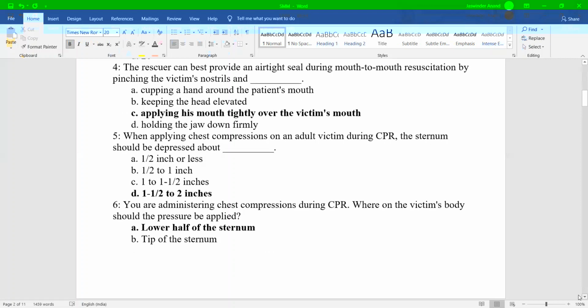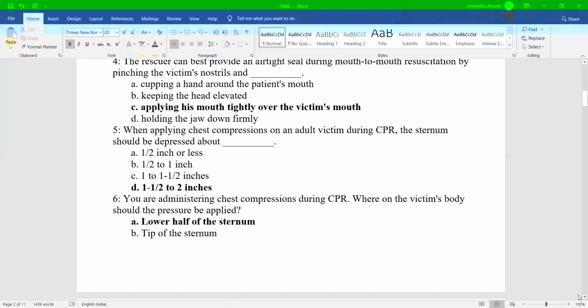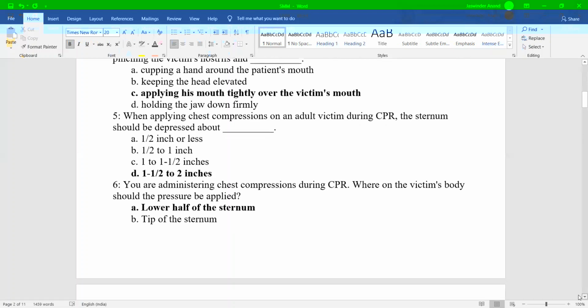Question number 5. When applying chest compressions on an adult victim during CPR, the sternum should be depressed about, well, it is 1.5 to 2 inches. So the option D, 1.5 to 2 inches is the answer. This should be shown to you during the practicals at the MTI as well.